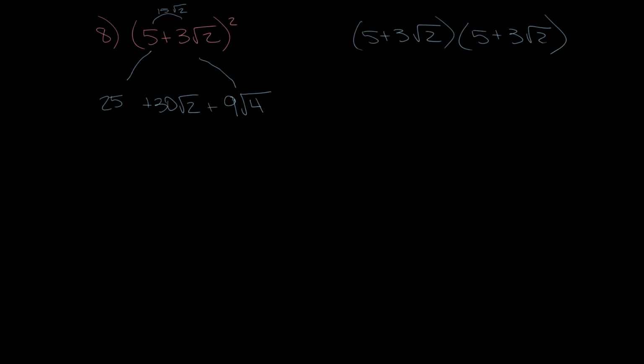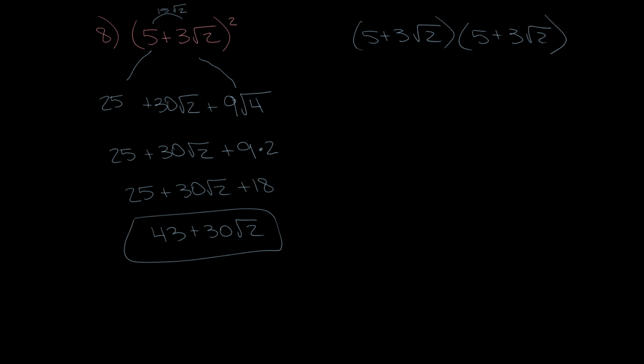Now, I can also simplify that last term. So 25 plus 30 square root of 2 plus 9 times the square root of 4 is 2. So you get 25 plus 30 square root of 2 plus 18. And when I add those together, I get 43 plus 30 square root of 2. And that's my answer.